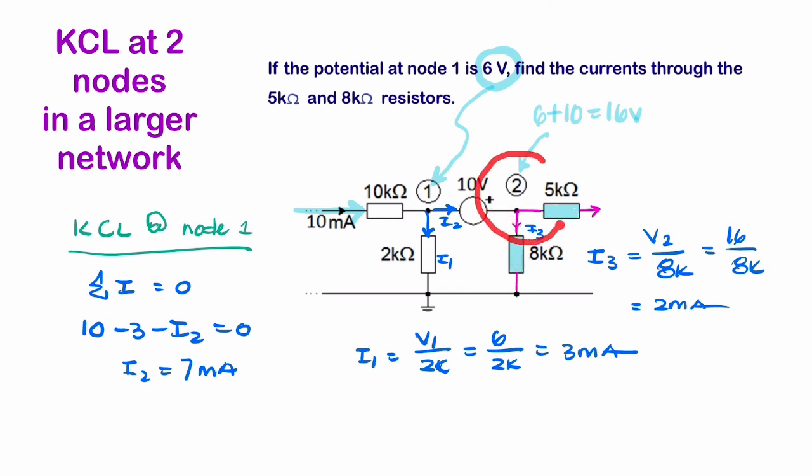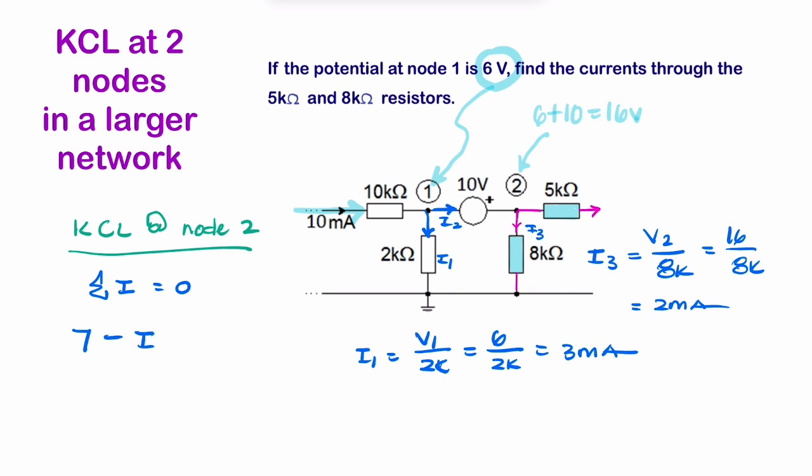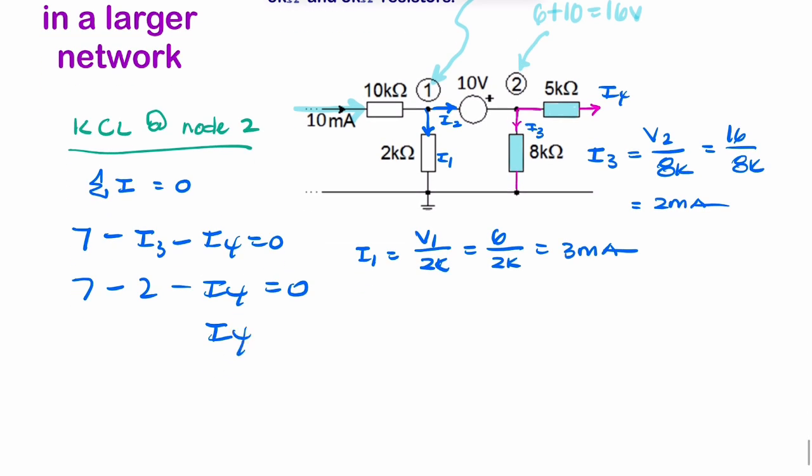So if we apply Kirchhoff's current law at node 2, let's do that there. We know we have 7 milliamps going this way. So 7 minus I3 minus, let's call this I4, minus I4 equals 0. So 7 minus 2 minus I4 equals 0. So I4 equals 5 milliamps.